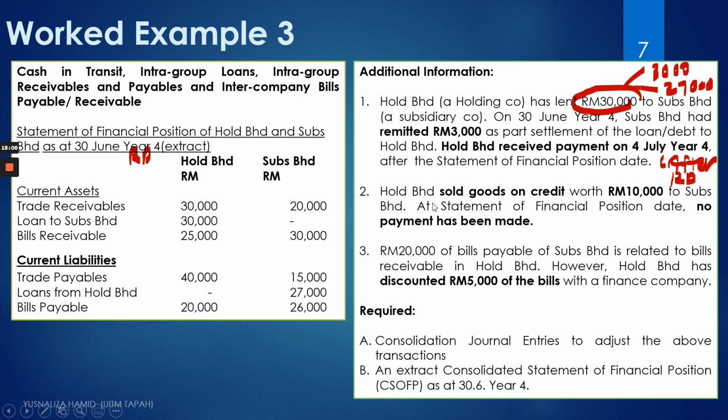The second one is regarding goods sold on credit, that was 10,000. This is regarding intra-group sales and intra-group purchases, where the goods on credit are still within the records of the parent and the subsidiary. Number 3 is regarding bills payable, where 20,000 of the bills payable in the subsidiary relates to the bills receivable in Whole Berhad, which implies that these are intercompany bills. Here you have information regarding the bills that were discounted: 5,000 of the bills were discounted with a finance company. You are required to prepare the consolidation journal entries to adjust the above transactions. I'm going to show you according to 1, 2, and 3 separately, and also an extract of the consolidated statement of financial position as at 30th of June year 4.